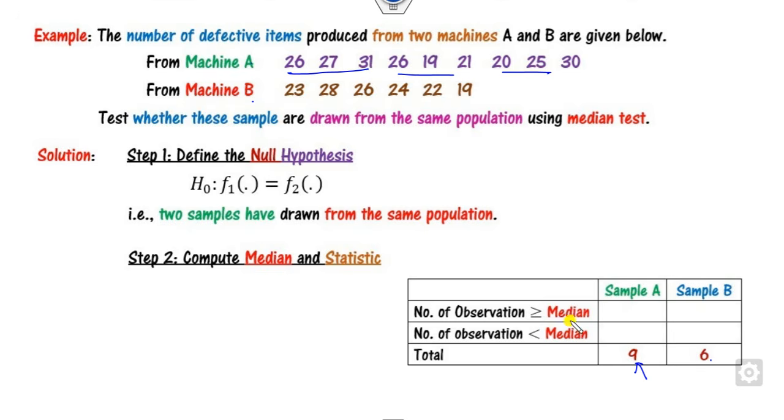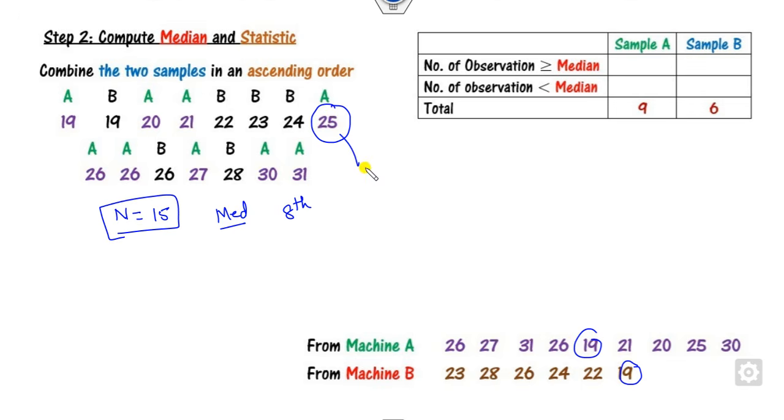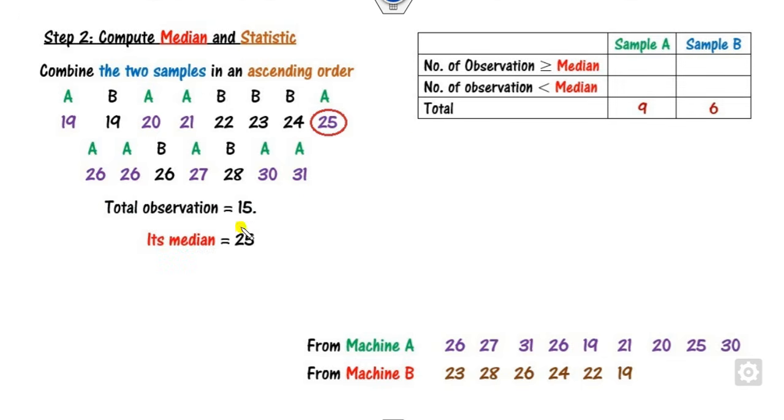Now how do you find the median? You can write all these elements in ascending order, like if the smallest element is 19, write it here. How many elements are there? The total number of observations is 15. So what is the median? The median is at the 8th position. You can count them. This is the 8th position and this is the median. So the median is 25.